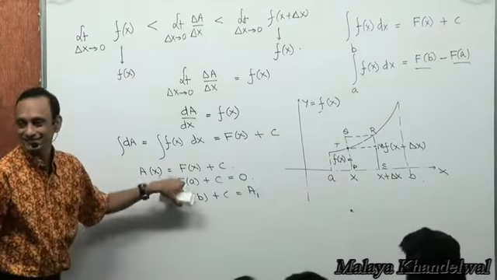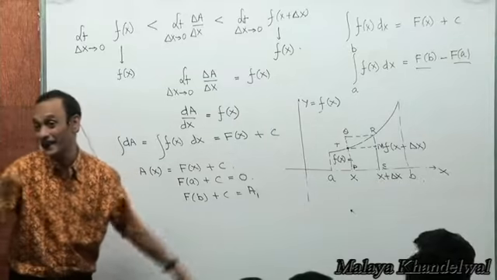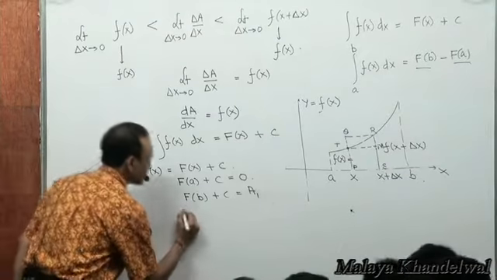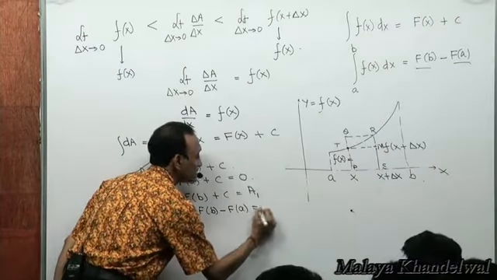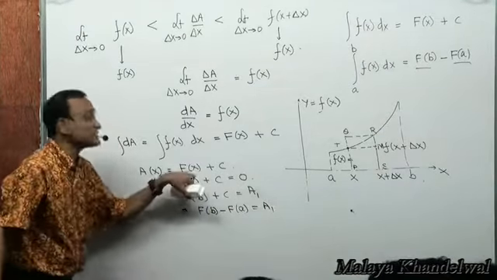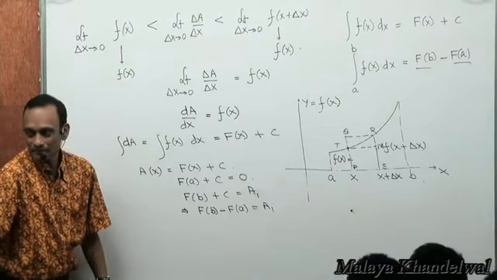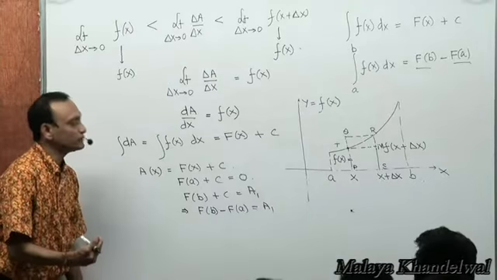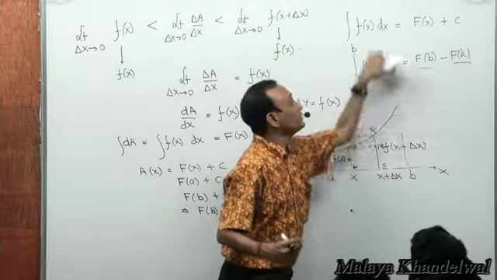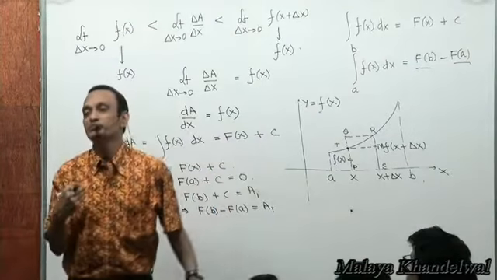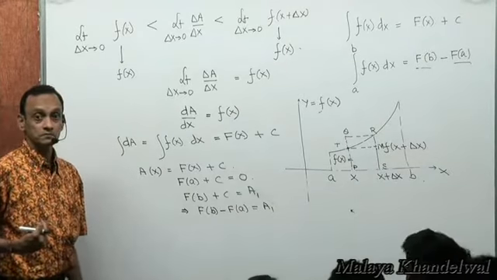Now, if I subtract F(b) minus F(a), I get A1, the area under the curve. Yes or no? Where F(x) is the primitive of small f(x). This is the formal proof for why the integral of f(x) dx from a to b, which is F(b) minus F(a), represents the area under the curve. Sounds good?